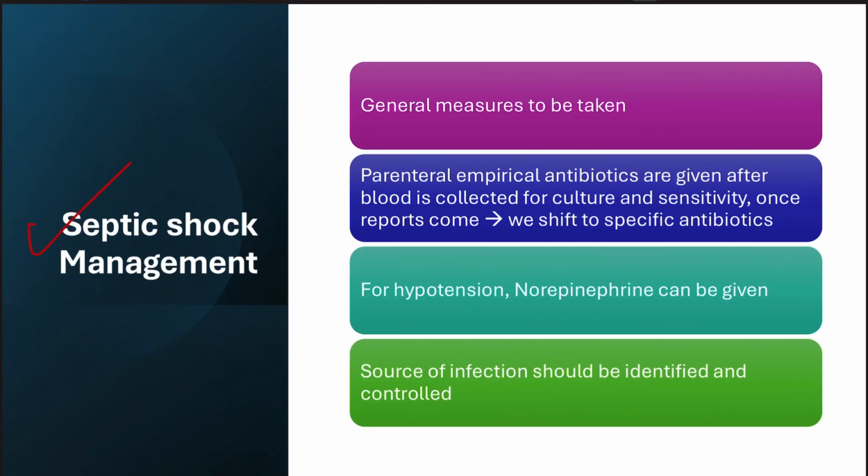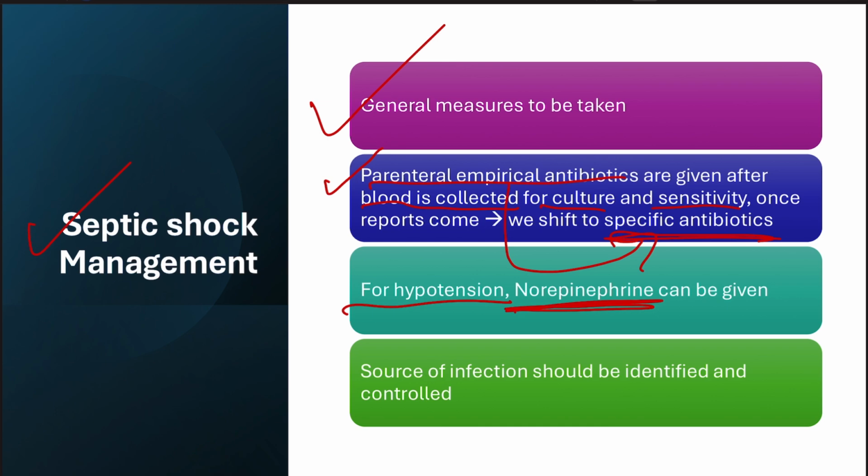Then coming to septic shock management, here also we have to take the general measures, that is the maintenance of airway, breathing, circulation. Then parenteral empirical antibiotics are to be given only after the blood is collected for culture and sensitivity, and once we get the results, we will shift from the parenteral empirical antibiotics to the specific antibiotics. And if there is hypotension in case of septic shock, then we can give norepinephrine, which is going to act as the vasopressor.